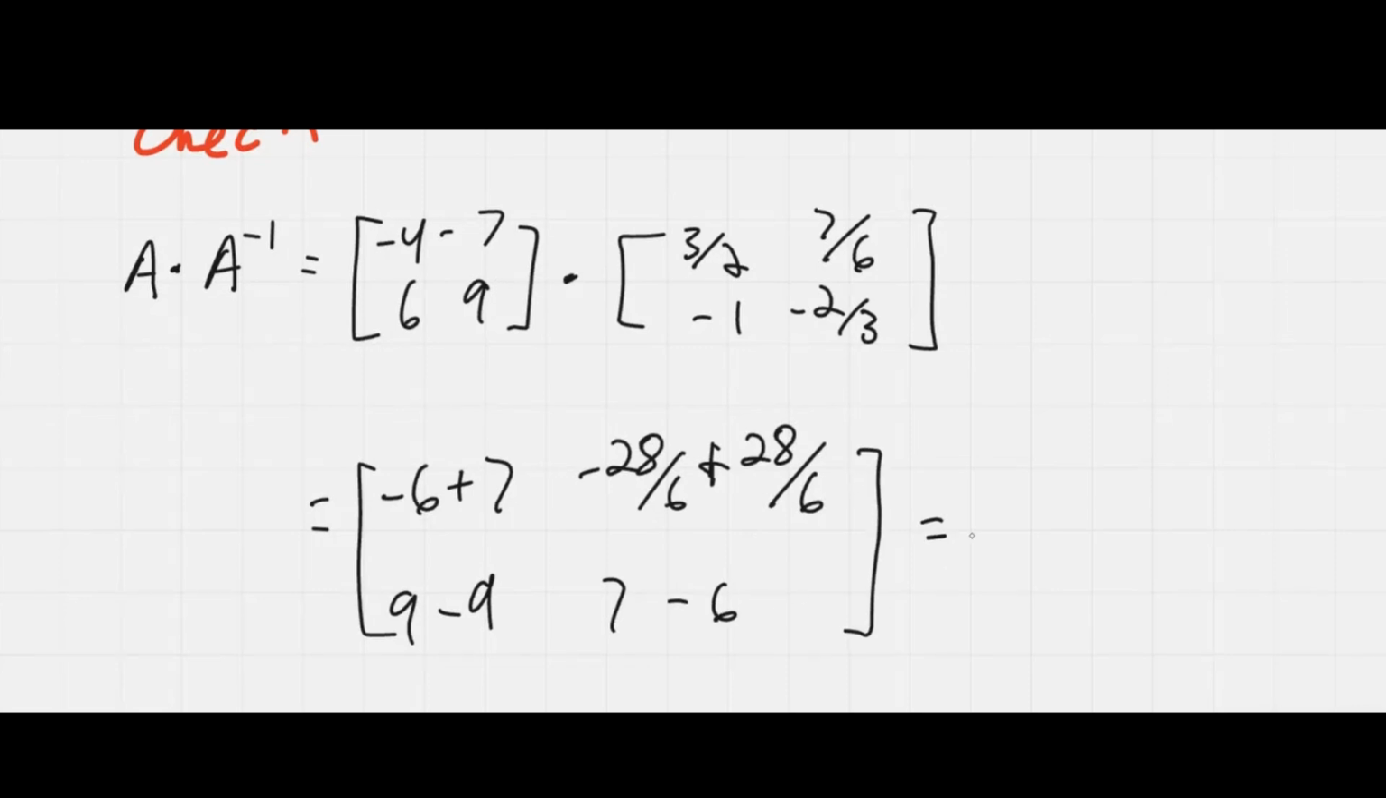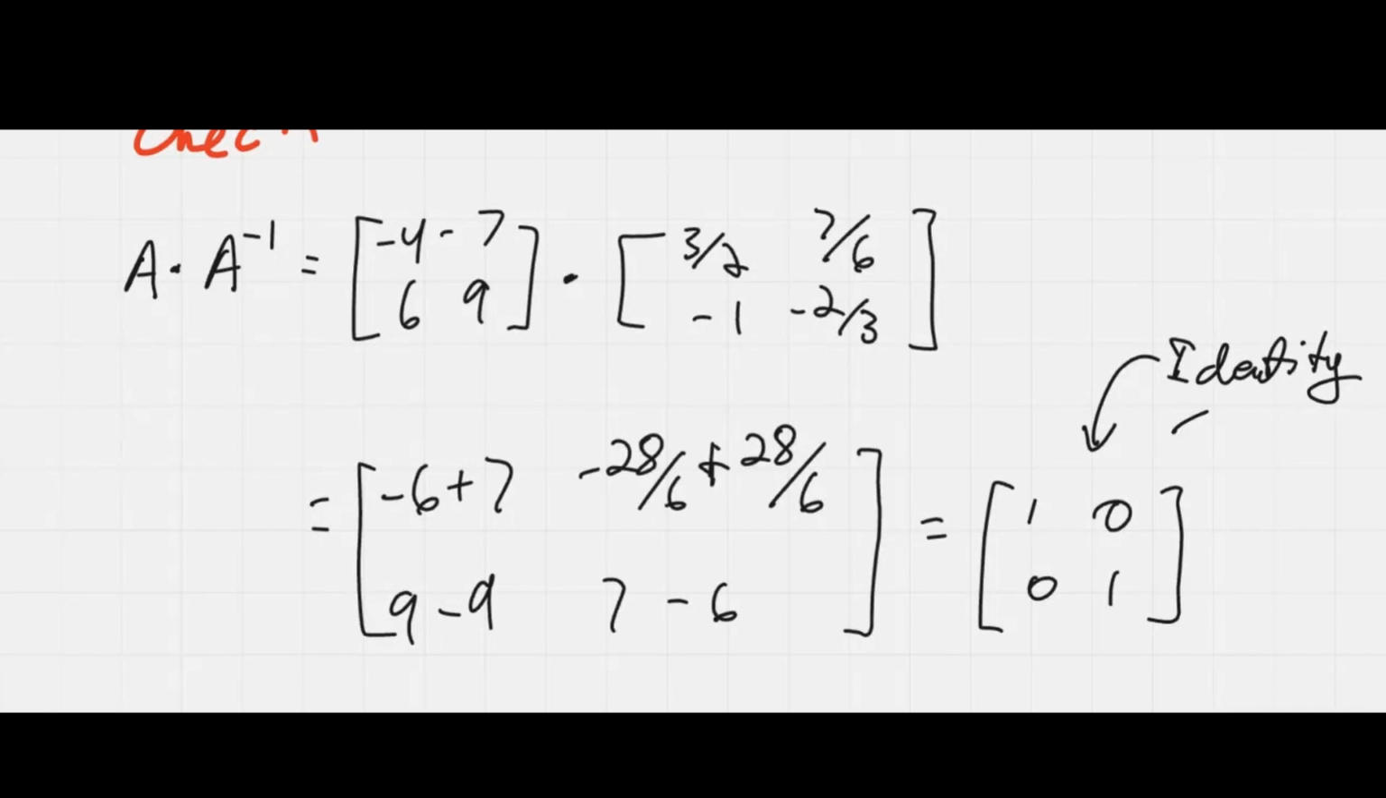All right, we're seeing this pan out in front of us. We have negative 6 plus 7. That's 1. And 7 minus 6 is also 1. Negative 28 over 6 added to 28 over 6 is just going to be 0. And 9 minus 9 is 0. And so that is our identity matrix. And thus, we have done the question correctly.